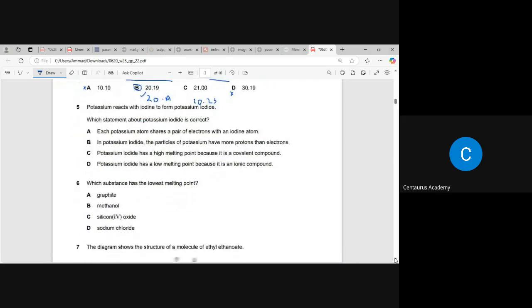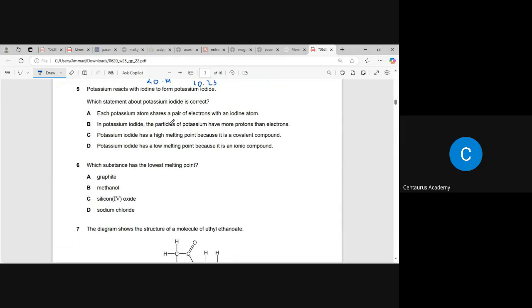Okay, moving on to the next question. Potassium reacts with iodine to form potassium iodide. What statement about potassium iodide is correct? Is it going to share a pair of electrons, or do the particles of potassium in potassium iodide have more protons than electrons? Or is it going to have a high melting point since it is a covalent compound, or a low melting point because it is an ionic compound? You have to look into both of the phrases.